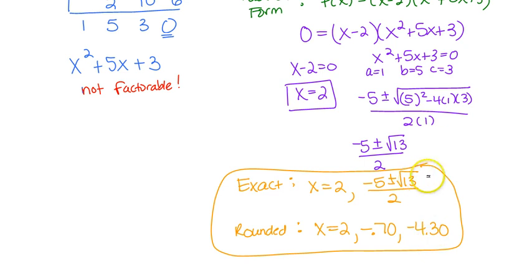Since I have more than one piece on top, I've got to make sure if I put it in all at once, I put parentheses grouping my numerator together and then divide by 2. Alright, and that's all for our second day of 6.5.